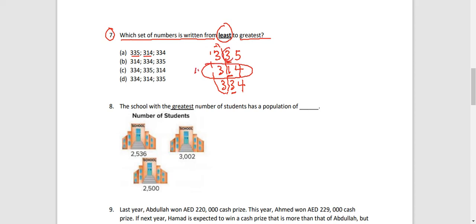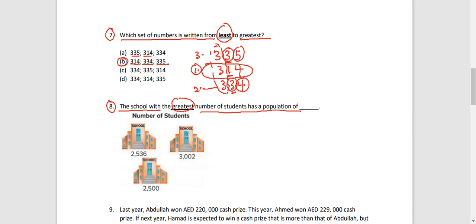Next, we have 3 and 3. Check the last digit, 5 and 4. Between 4 and 5, 4 is the smallest. So this is number 2 and this is number 3. From least to greatest, we have number 1, 314, number 2, 334, and 335. Option B.